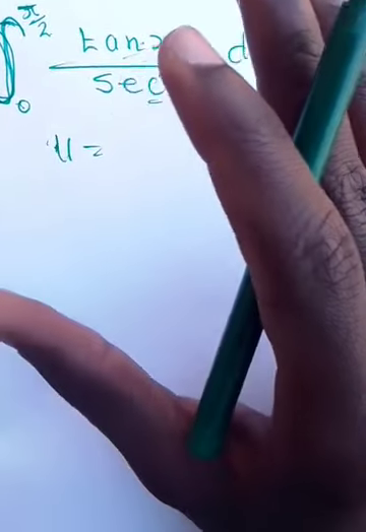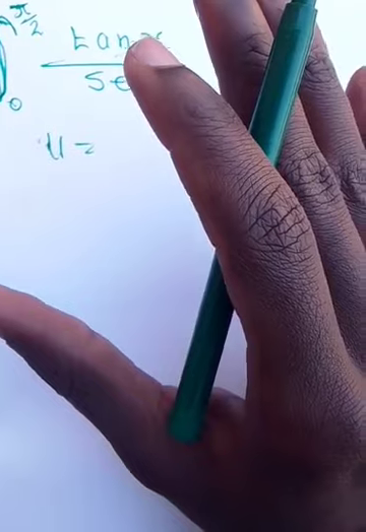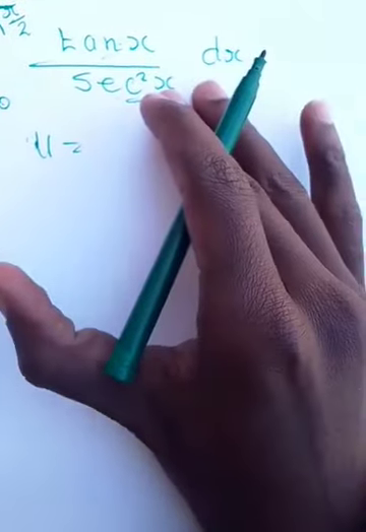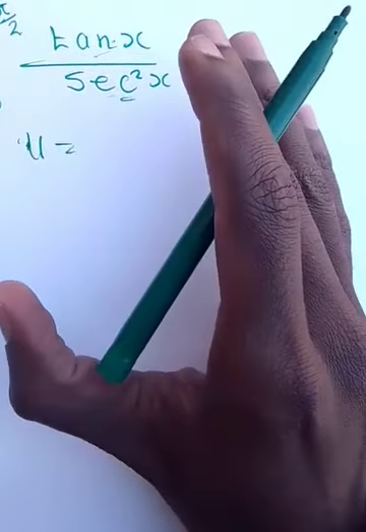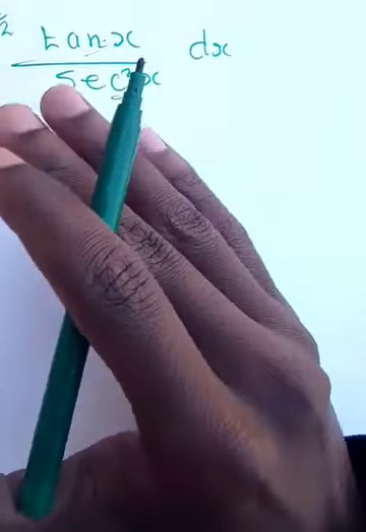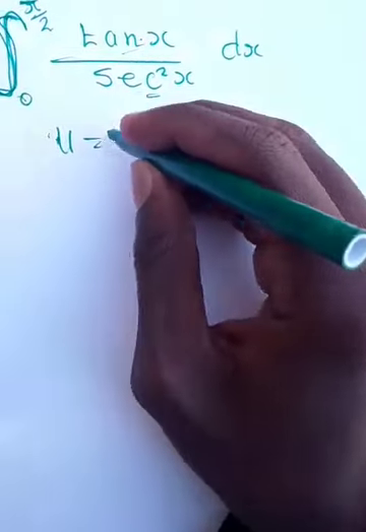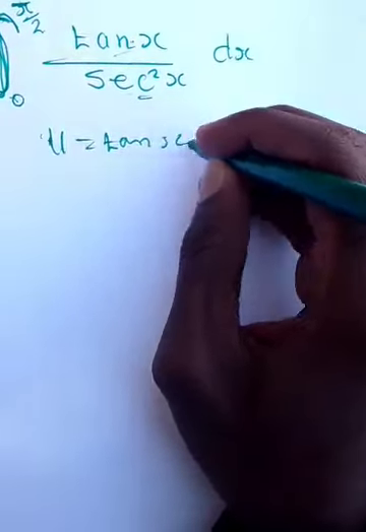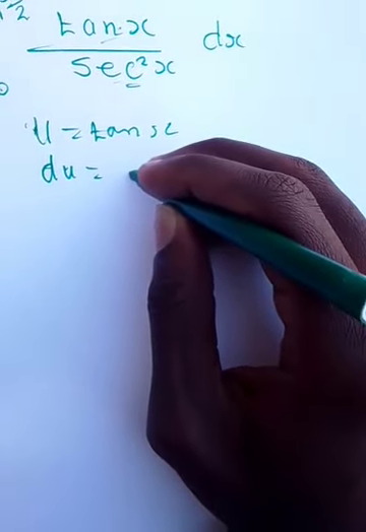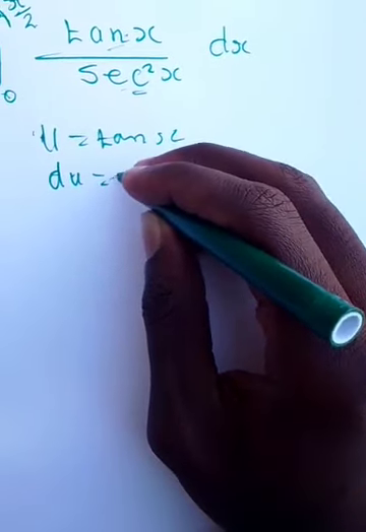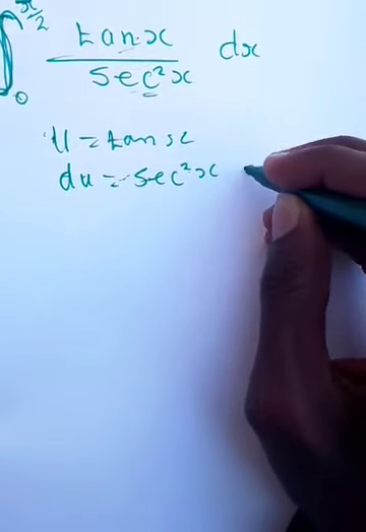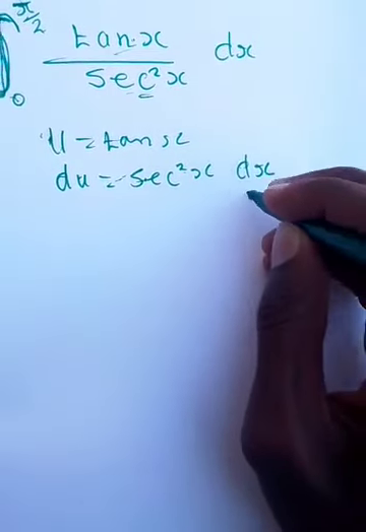I'm doing this deliberately because I want to show you how we can approach this question, or what you can do in case integration by substitution doesn't work. Okay, so my u is going to be tan x. This means my du is equal to, what is our du? Our du is going to be sec squared x, then we say dx.